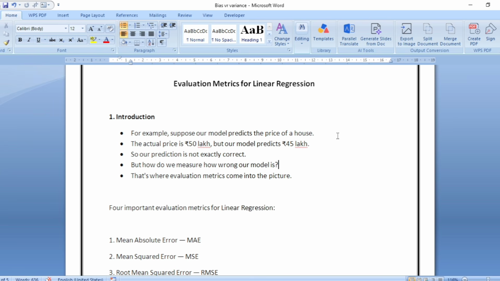In the previous lectures, we learned how linear regression works and how we can train a model to make predictions. But after training our model, there is one important question. How good is our model?